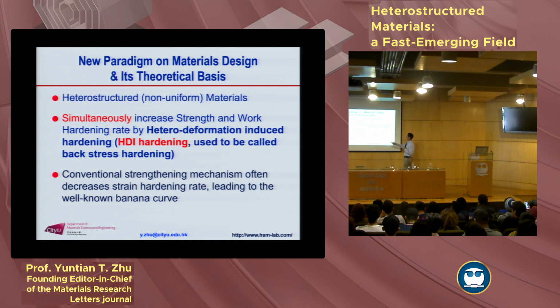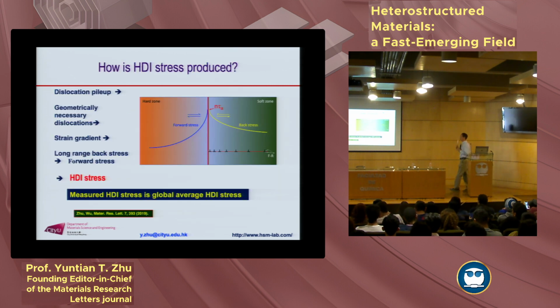For conventional strengthening mechanisms, that's the problem. That gives you this so-called banana curve, which we can sometimes avoid using our heterostructure concept. Here, the principle I've been talking about is hetero-deformation induced stress, which used to be called back stress, but we found it's wrong. We renamed it HDI stress. Now, where's that from? Actually, that's not that difficult to understand.